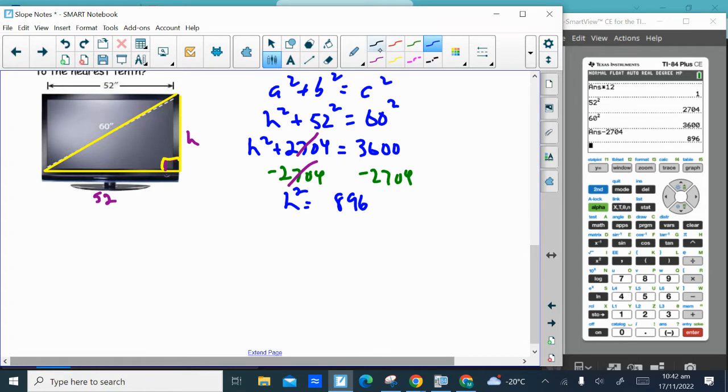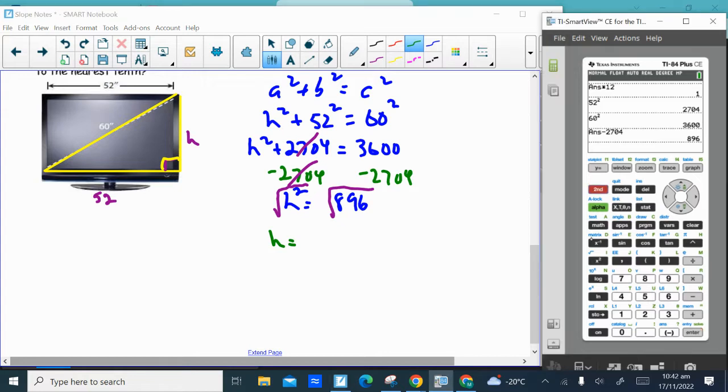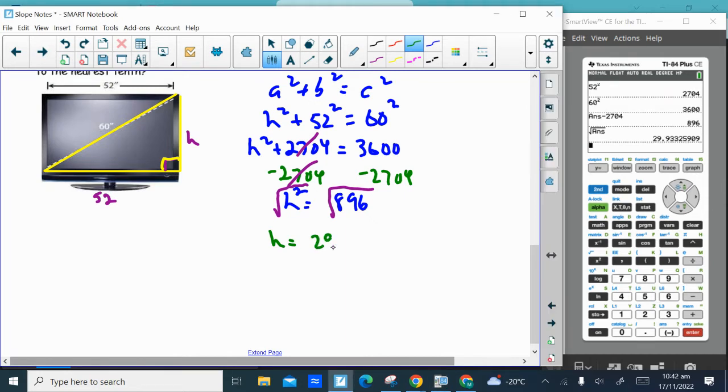Then to find out what h is, we take the square root of both sides. The square root of h squared is just h. Square root and square are opposite operations, so they cancel each other out. And on the right side, I have to take the square root of 896, which is 29.93 approximately. And that represents the rise.